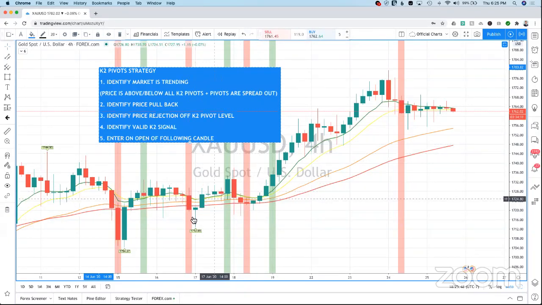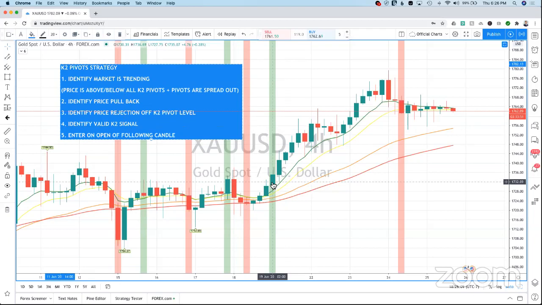So we identified price was trending upwards right here, even though it was in a strong trend, it was still trending upwards. We identified the price pullback right here, and then we identified a price rejection off the K2 pivot level. So we have a rejection right here, 1, 2, 3, 4, 5 rejections right there. And then we identified a valid K2 signal. So right here we have a valid buy signal. It's a buy signal with a bullish green candle, so that'd be valid. All requirements are met right there.